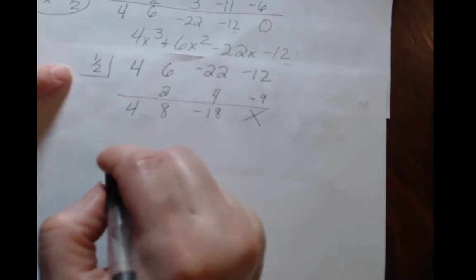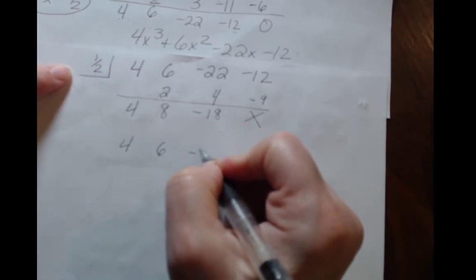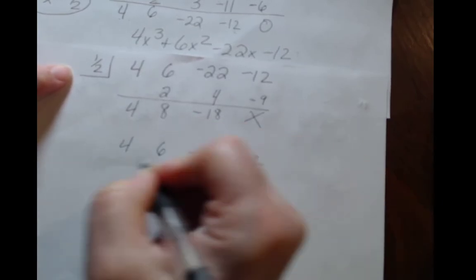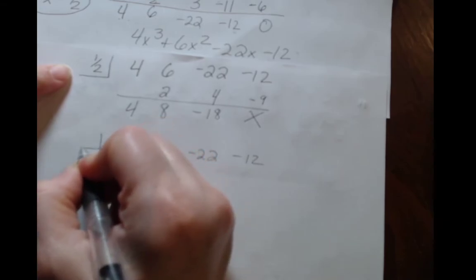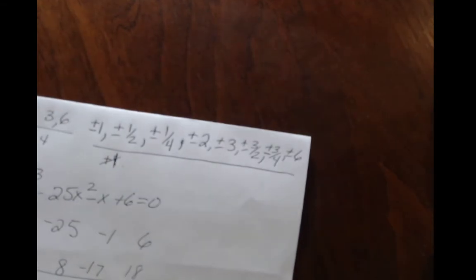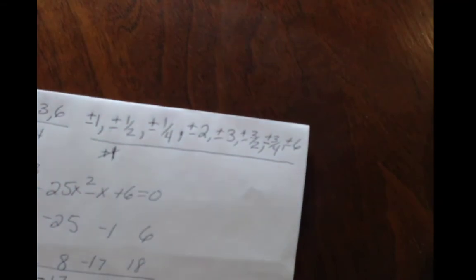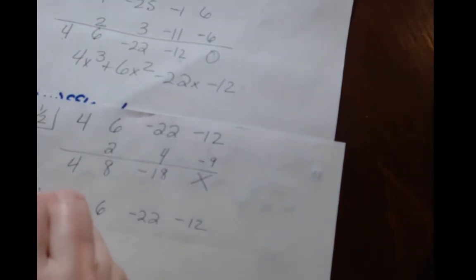But it is something to consider that could have a multiplicity of 2. So we keep going. We can do the 1/4. 4, 6, negative 22, negative 12. Let's see, I'm looking back at my list up here that I did in the beginning. That's where I'm getting my ideas from. Oh, I didn't check negative 1/2. I did positive 1/2, but not negative 1/2. I better check that before I move on to the 4th. Be very systematic about it, or you'll leave somebody out.